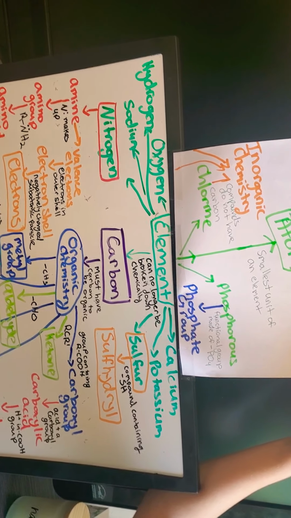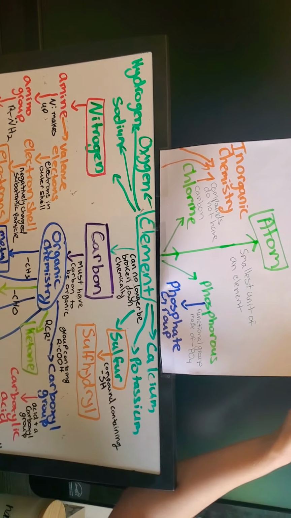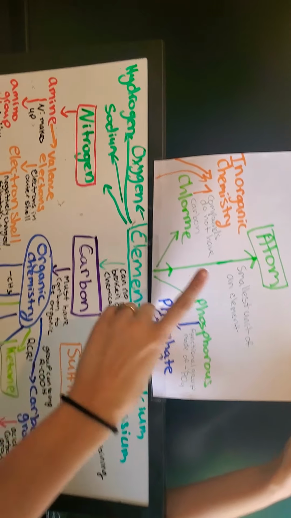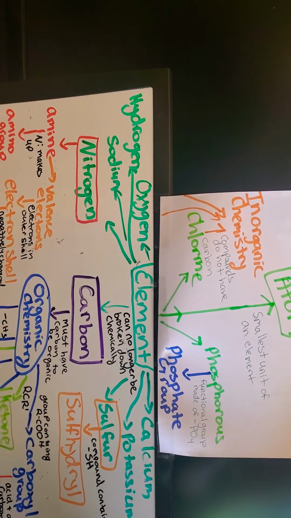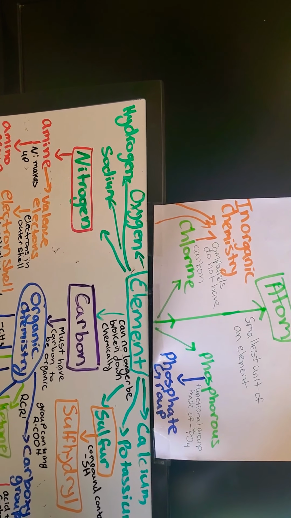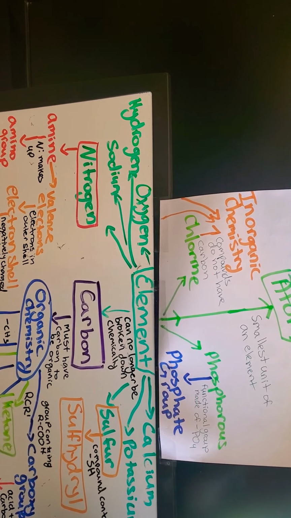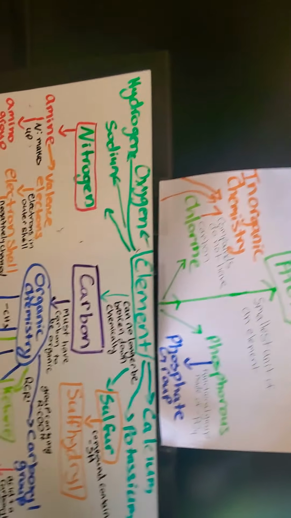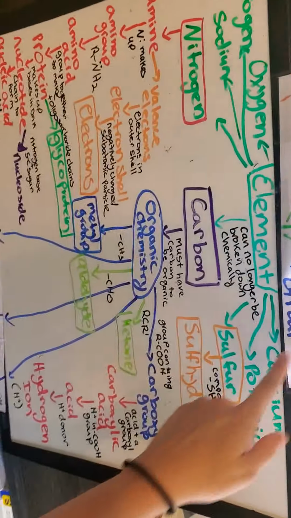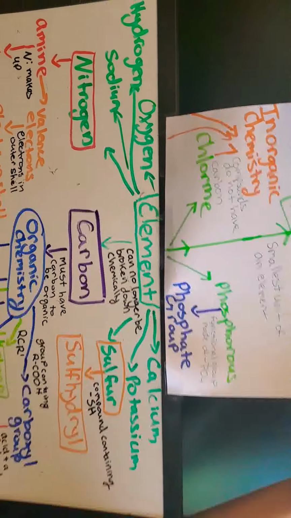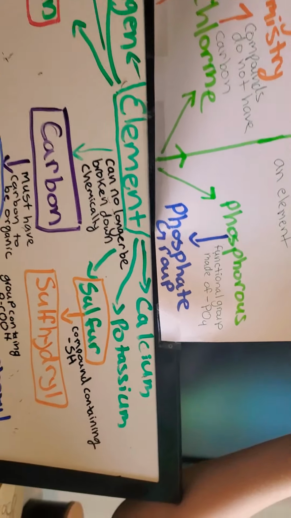Some examples of elements are oxygen, hydrogen, and chlorine. Those are inorganic. Those compounds don't contain carbon. And then phosphorus can form the functional group, phosphate group, which can later be built into other compounds.